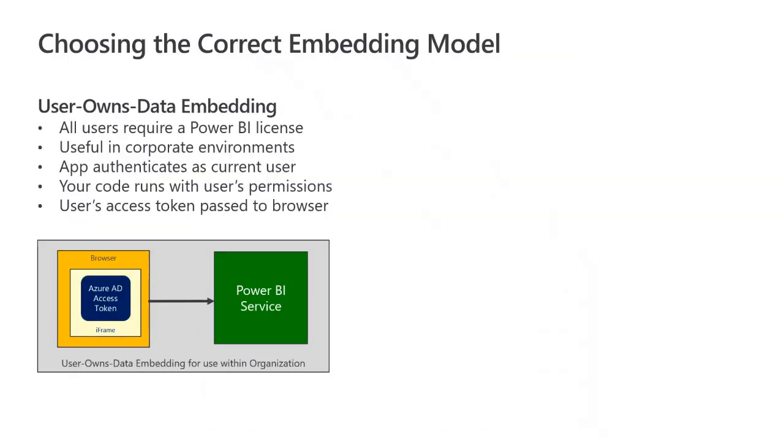Now, there are also two types of embedding. I've given a lot of talks on embedding, so I'm not going to go into all the details that I've gone into before. But user owns data embedding is when you authenticate the user and use the user's access token to talk to the Power BI service. It means that every single user needs a Power BI license. If your content is in a dedicated capacity, it could basically be a free license for Power BI. And if it's not, it has to be a Pro license.